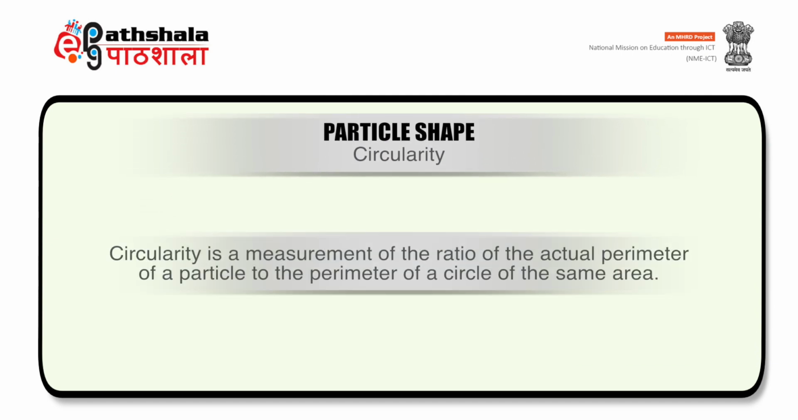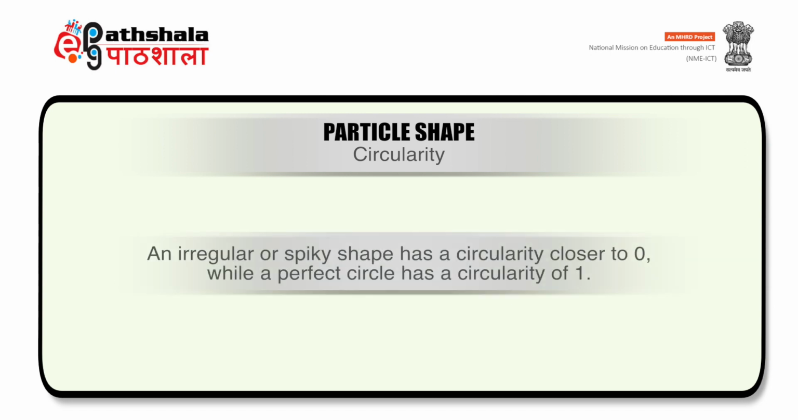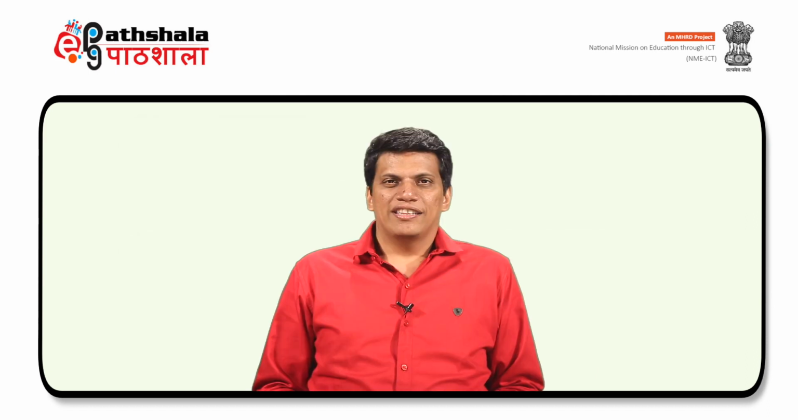Circularity is a measurement of the ratio of the actual perimeter of the particle to the perimeter of a circle of the same area. An irregular or spiky shape has a circularity closer to 0, while a perfect circle has a circularity of 1. The next property to study is porosity.